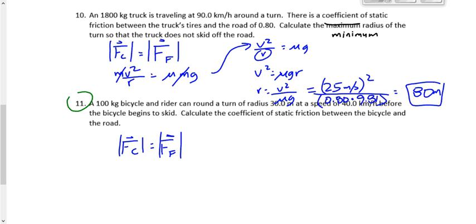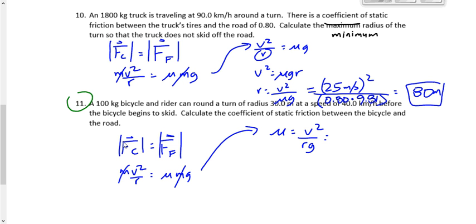Fc is equal to Ff here, or mv squared over r is equal to mu times the normal force, which, look, if it's on a banked surface or something like that, like a banked turn like on a racetrack, then the normal force isn't going to be m times g, right? The analysis becomes more complicated. But if it's a nice flat, horizontal road, then the normal force is m times g. And then it becomes relatively straightforward. Mass cancels. Looking to solve for the coefficient here. So the g goes down by dividing. I get mu is equal to v squared over r times g.